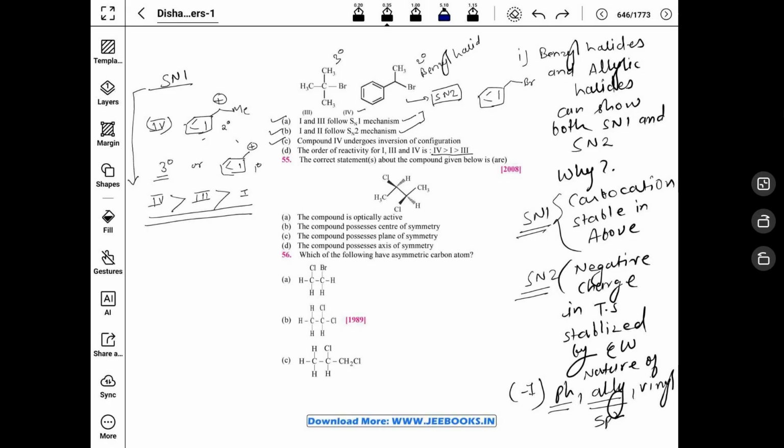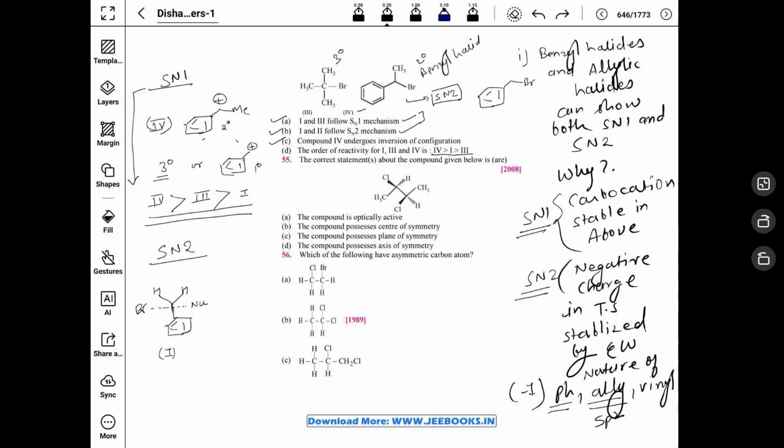Now let's see what would be the order for the SN2 pathway. As we said, in the SN2 pathway it is important to stabilize the negative charge. So which one will stabilize the negative charge more effectively? Let's see what is happening. The nucleophile is coming here and the halogen is leaving, and then you have hydrogen and hydrogen. This is the structure of 1.